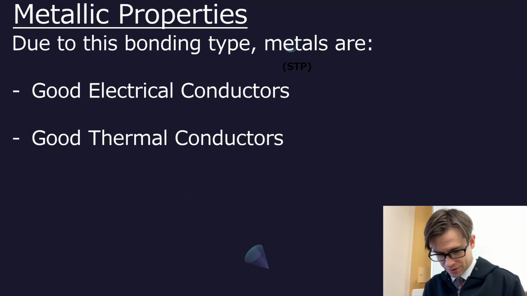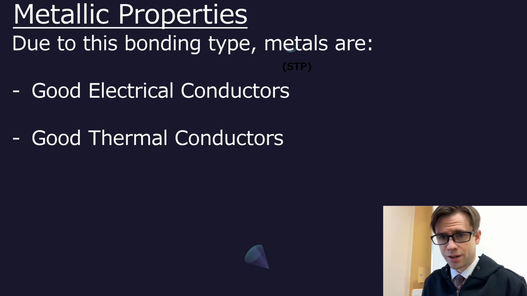Good thermal conductors. This one's a bit more difficult to explain, but basically when there's electrons free to move and free to collide, there's a lot more transferring of kinetic energy that is possible. Every time a collision happens, kinetic energy is transferred. So if you have something heating one side of a piece of metal, then the cations and the electrons there pick up that heat through collisions, and then they'll also transfer it extremely quickly through the whole lattice.